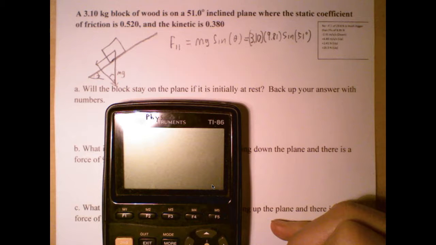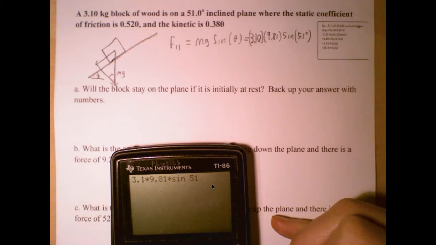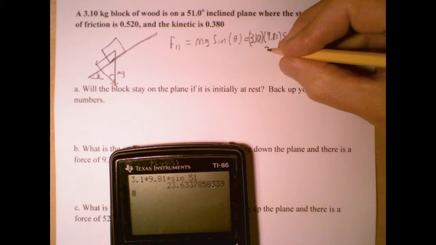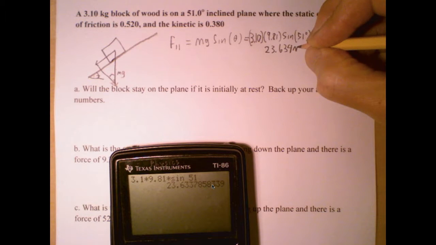So let's see. Got to turn on the calculator here. 3.1 times 9.81 times the sine of 51. You can almost read that, right? Okay, so let's see. There it is, right? So 23.634, I'll say, is what it is. Right? And that's going to be a key force.